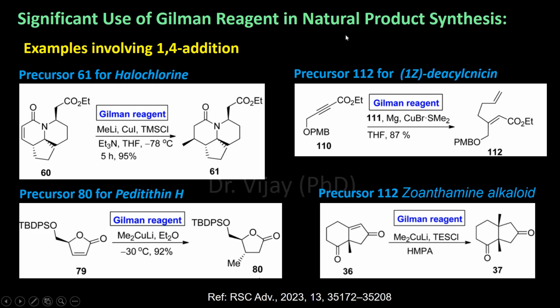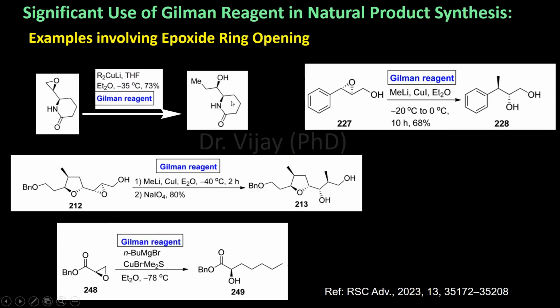Significant use of Gilman reagent in natural product synthesis. The following examples involved 1,4-addition of Gilman reagents to prepare the precursors of various natural products. In this slide you can see the examples involving epoxide ring opening by Gilman reagents. You can pause this video to see these interesting chemical transformations.